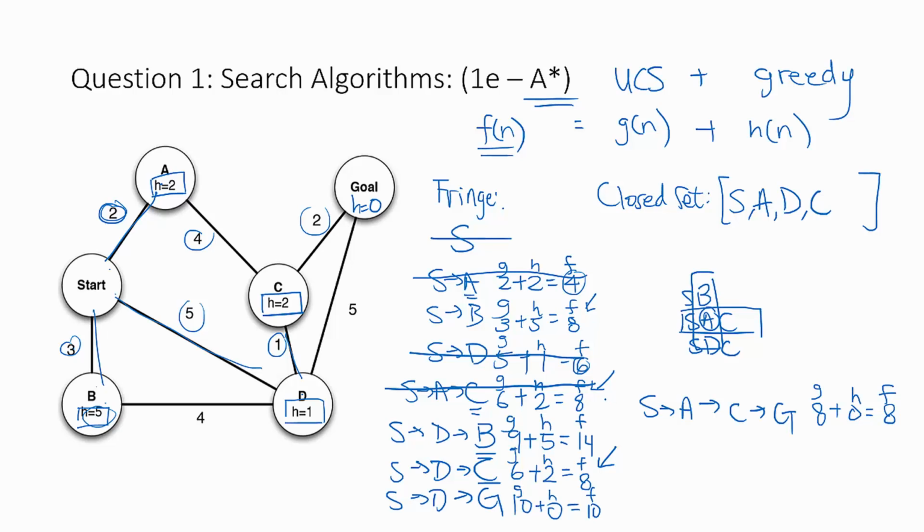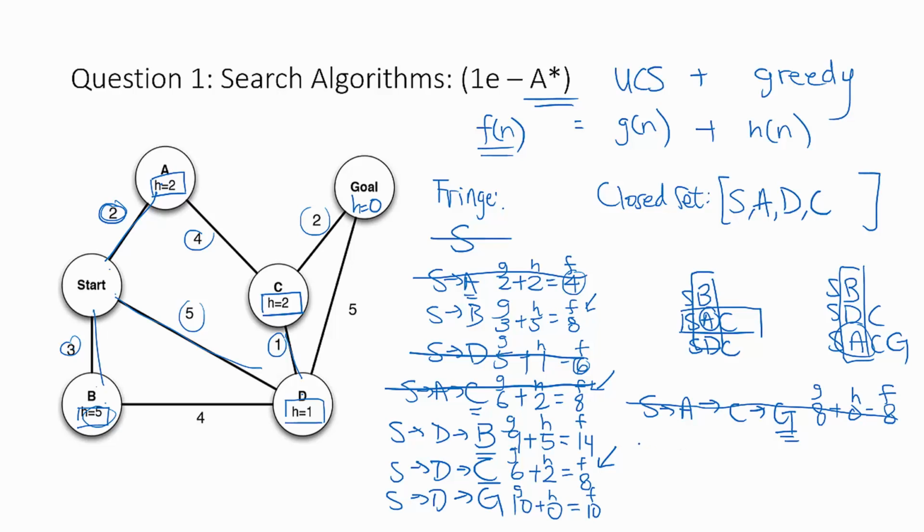We again have another three-way tie for an F cost of 8, which is the cheapest, and that's S to B, S to D to C, and S to A to C to G. Well, this column is mismatched. Again, A comes first, so we need to pop off this path. This path ends with a goal state, so we're done.